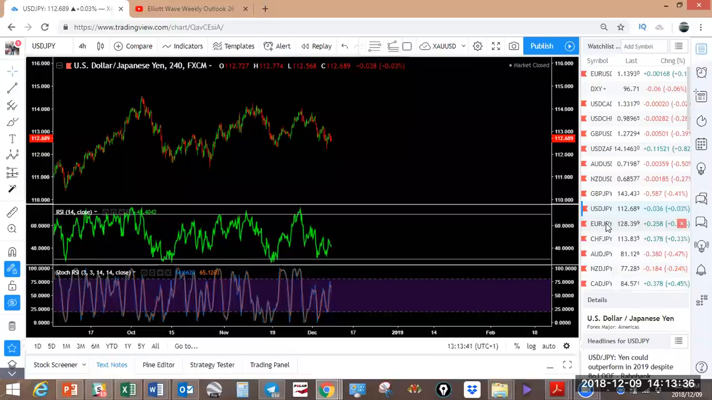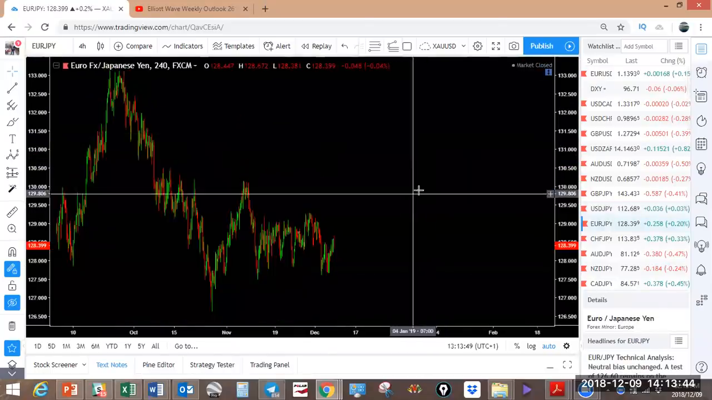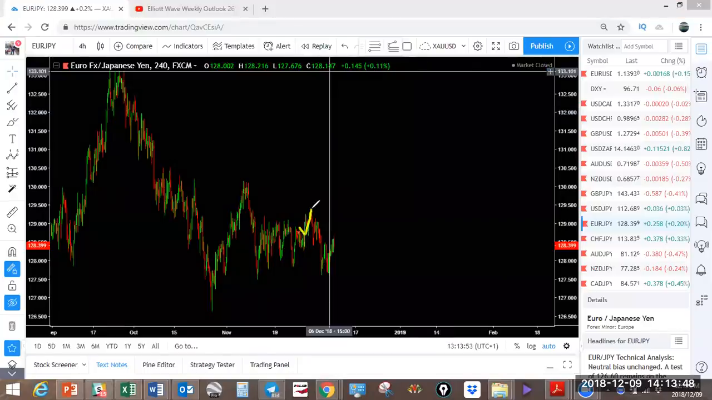Euro yen, you know exactly what we're looking at here. This is the one that I've posted the idea on TradingView, US dollar JPY. So this one made this move to the upside, which we expected, has dropped, and now it is making this three-wave corrective structure. So let's see if this three-wave corrective structure is going to drop to that level.